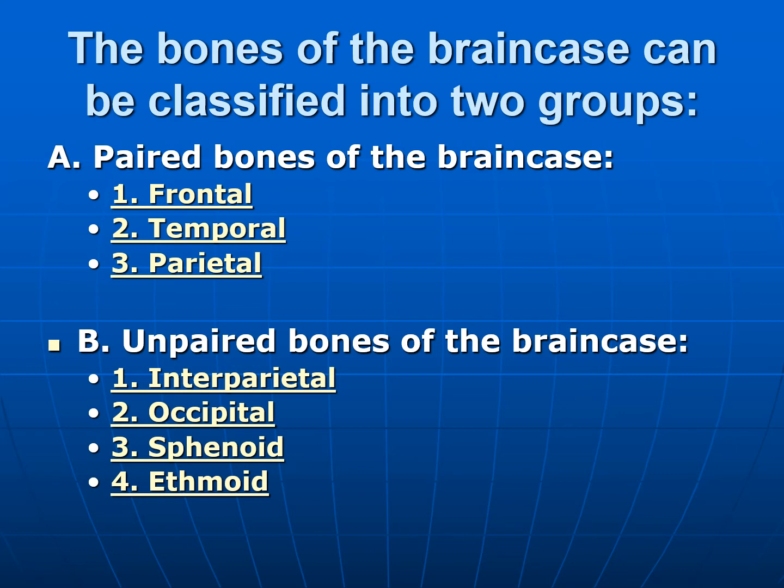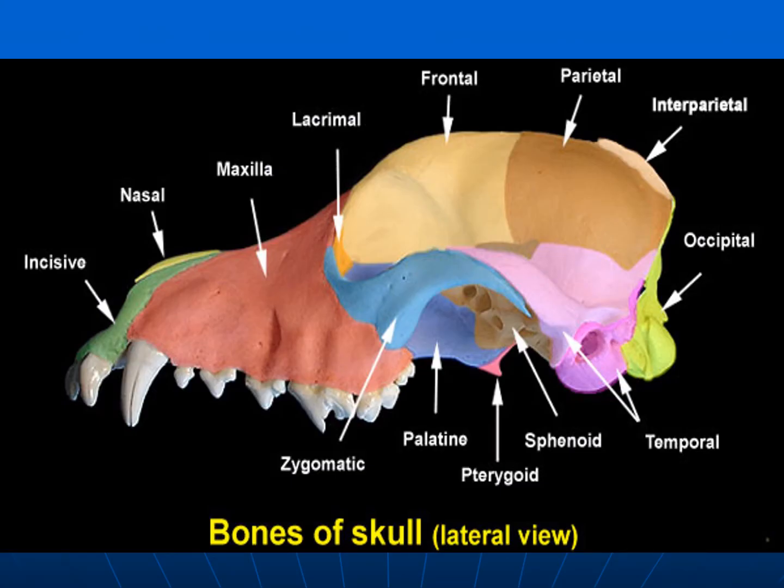So usually the bones of the brain case can be classified into two groups. The first group consists of two bones, right and left, and these are called the paired bones. We have the frontal, the temporal, and the parietal. Whereas the bones found as singles are the interparietal, the occipital, the sphenoid, and finally the ethmoid bone. So for the brain case bone, we have 7 bones. 3 are paired, whereas 4 are found as unpaired or single. So these are the bones again.